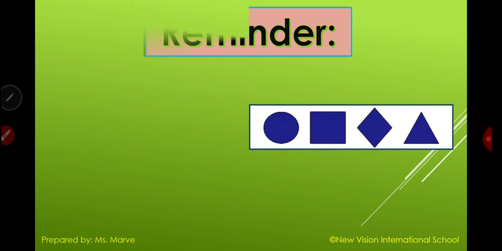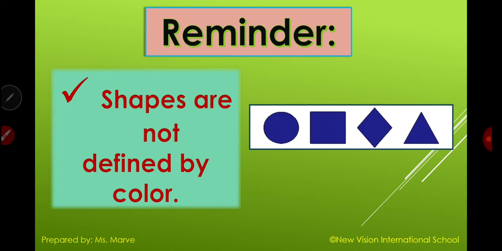Next thing that we need to remember, shapes are not defined by color. For example, these shapes are all blue, but I see a what? I can see a circle, a square, a rhombus, and a triangle.